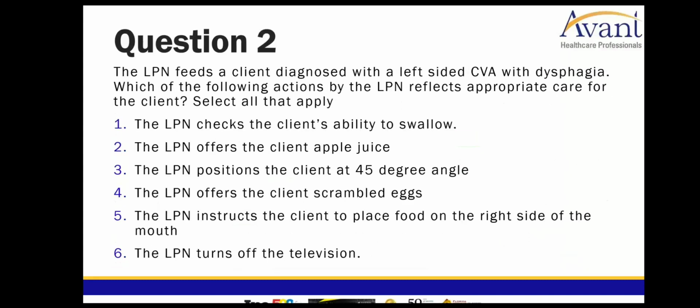Let's try this one. This one says, the LPN feeds a client diagnosed with left-sided CVA with dysphagia. Which of the following actions by the LPN reflects appropriate care for the client? Select all that apply. 1, the LPN checks the client's ability to swallow. 2, the LPN offers the client apple juice. 3, the LPN positions the client at a 45-degree angle. 4, the LPN offers the client scrambled eggs. 5, the LPN instructs the client to place food on the right side of the mouth. And 6, the LPN turns off the television.